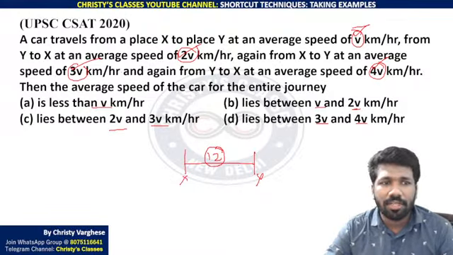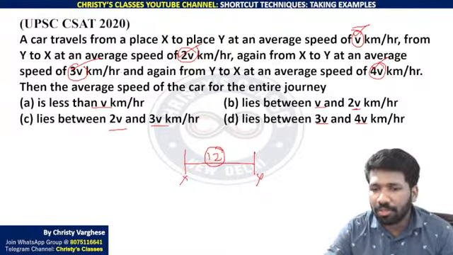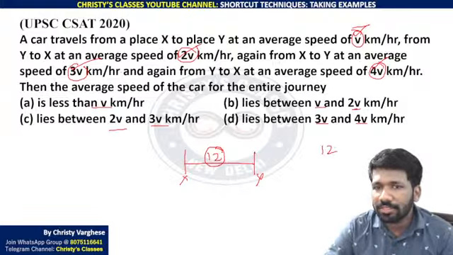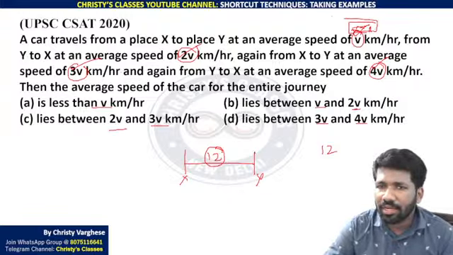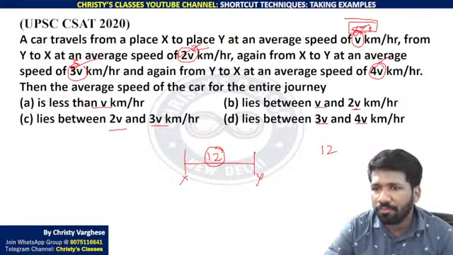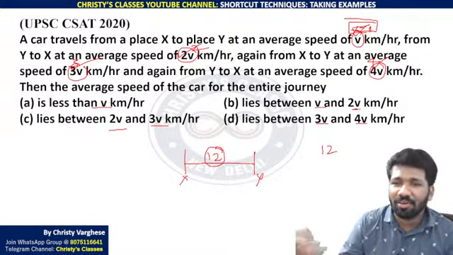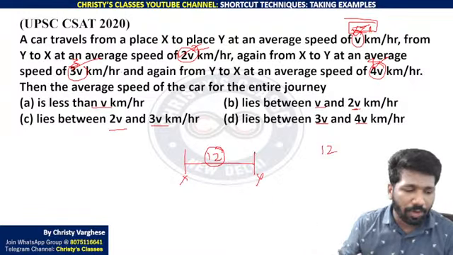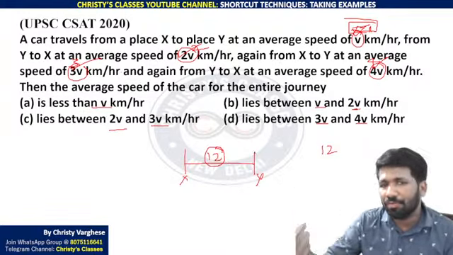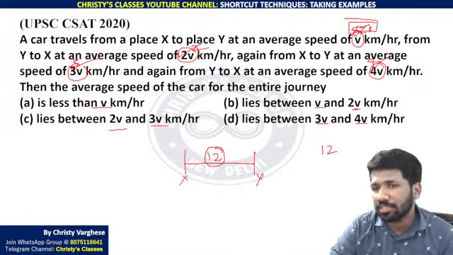Now read the question. A car travels from x to y. That means 12 km traveled at a speed of v km per hour. So v we will take as 1 itself. Then 2v will be 2, 3v will be 3, and 4v will be 4. Because if you take 100 and so on, the values will be bigger. We want to reduce the values here, not like the previous question where everything was in percentage.